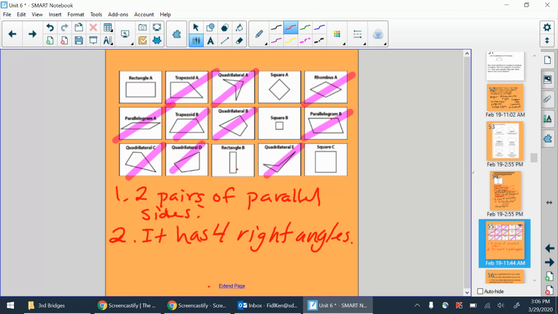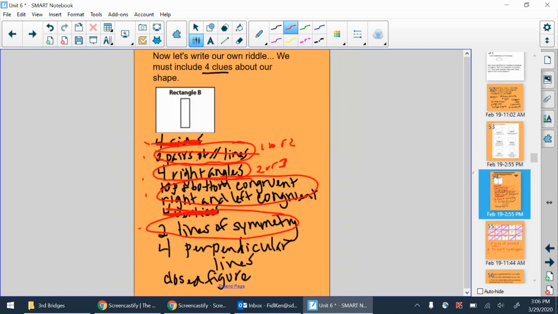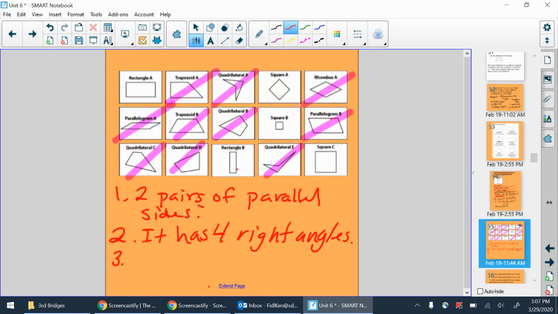All right, let's see. What should I do for my third clue? So I was going to do something about congruent sides. Now, if I look at the shapes I have left, I notice that my squares, the 3 squares, have 4 congruent sides, and the rectangles do not have any congruent sides. So you know what? I think I'm going to say that my shape does not have 4 congruent sides.